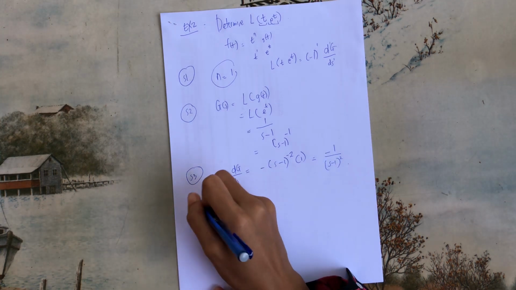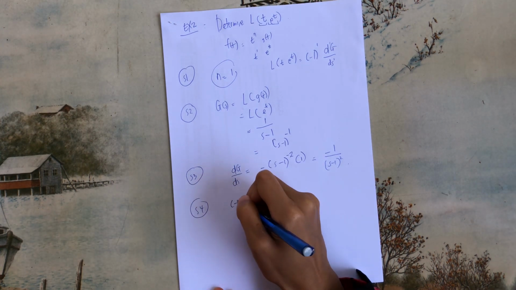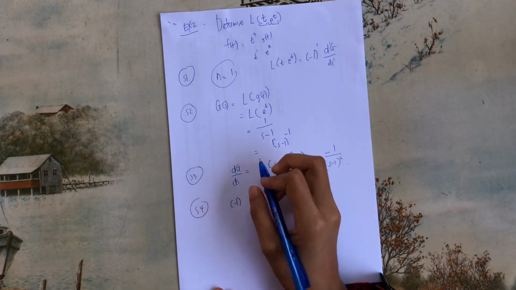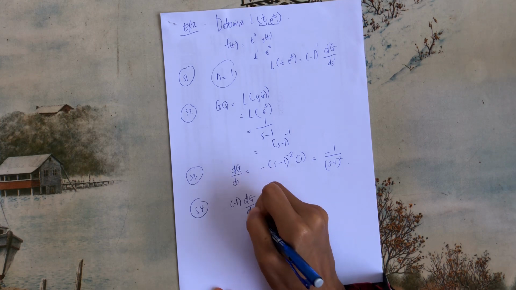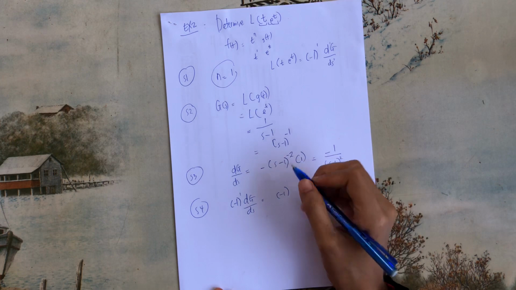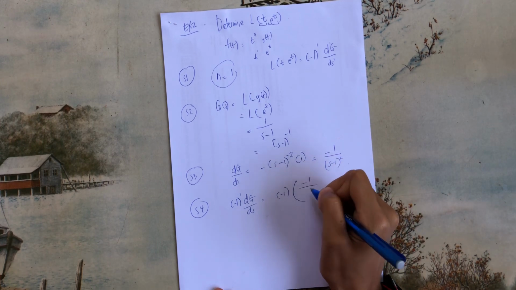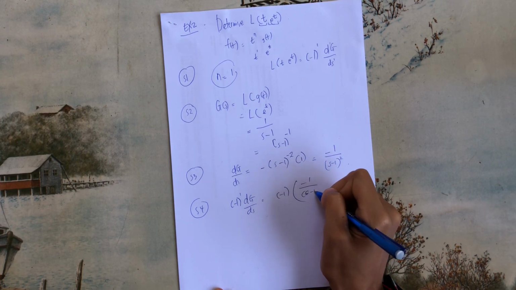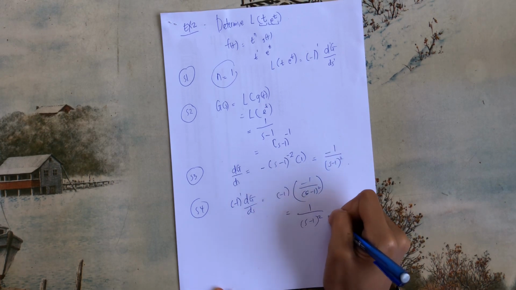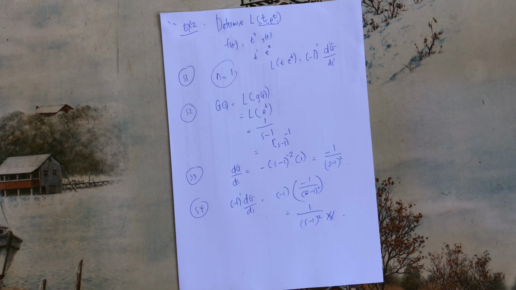So the last step is just to substitute what you have from the previous steps. So negative 1 power of n is 1, so negative 1, and your dG here is negative 1 over (s minus 1) squared. So the answer is positive 1 over (s minus 1) squared.